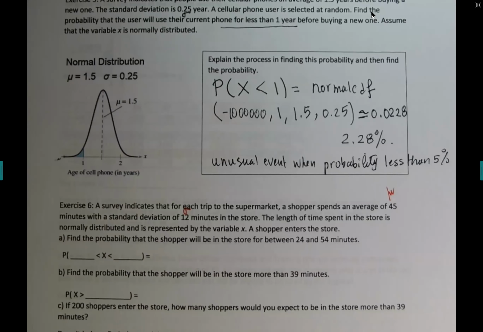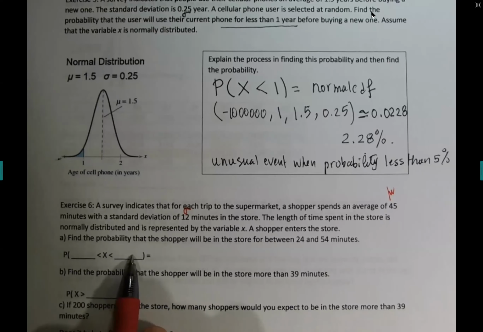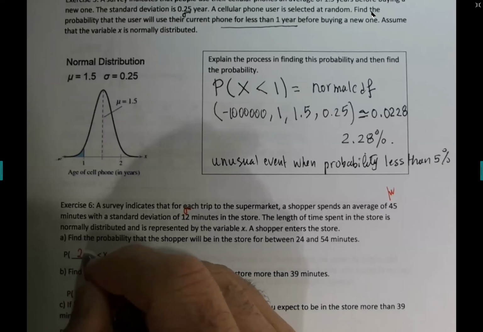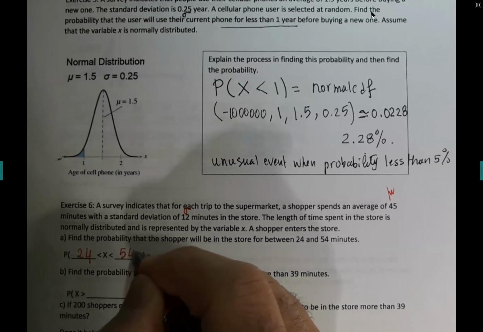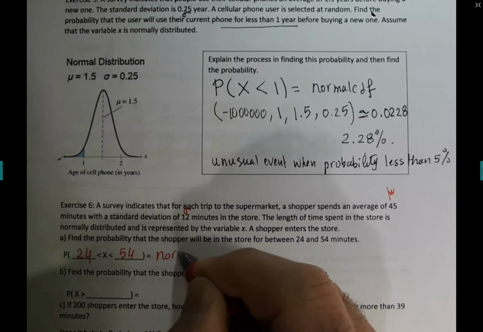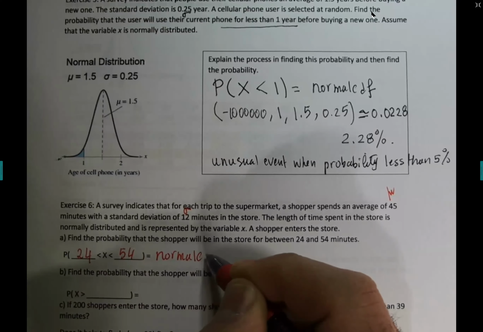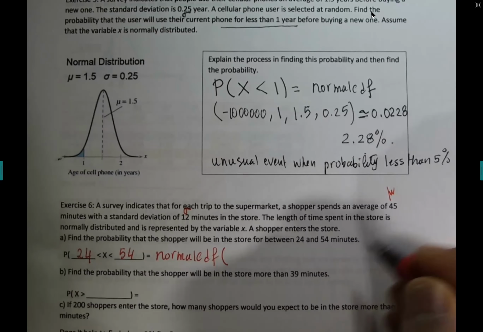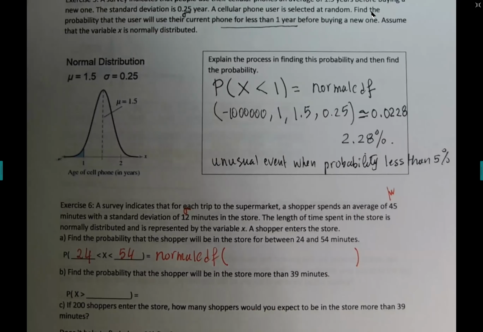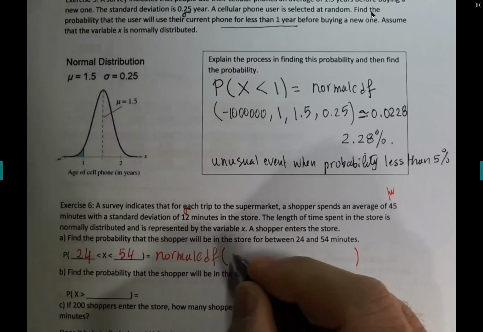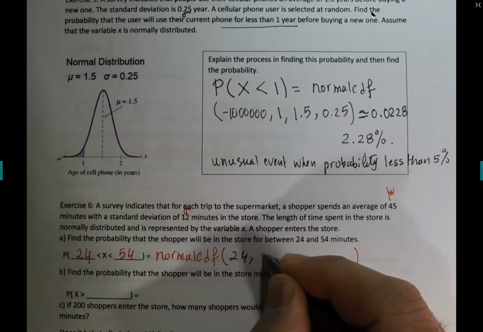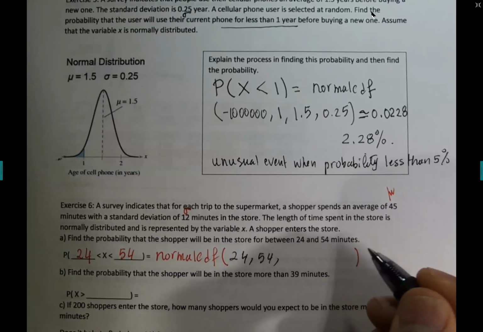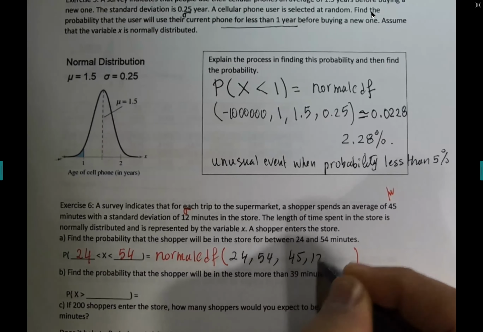We have a shopper who enters the store. We need to know what is the chance that this shopper is going to be at the store between 24 minutes and 54 minutes. So I prepared already a hint for you to put here, 24 and 54. Would a student help me just fill in the blanks? Normal CDF. What are the 4 arguments going to be? First one, 24. Yep. Next, 54. Next one, 45. Yep. Then 12. Excellent. That's it.